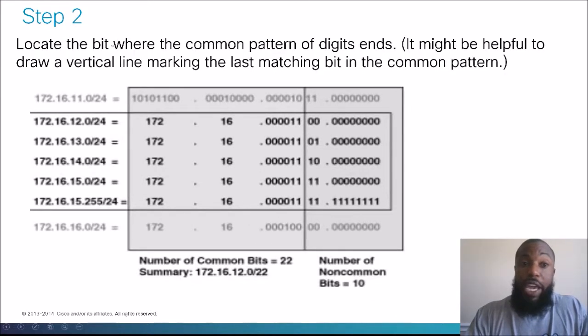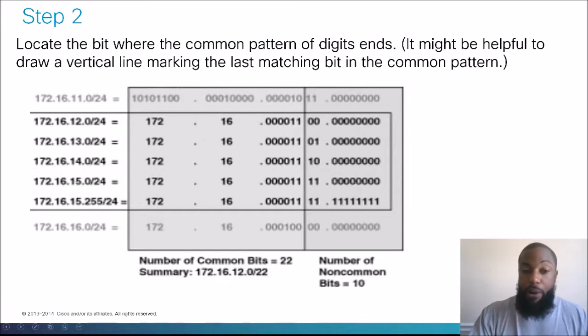Step 2, locate the bit where the common pattern of digits ends. Now, these are the common digits right here, right? It might be helpful to draw a vertical line, marking the last matching bit in the common pattern, which would be this line right here. So all of these numbers, 172, 16 is the same in binary. Now this last one right here, it's this last octet, we split it right here because that's where the common bits end, right? After that, they start changing. They're starting to be different.